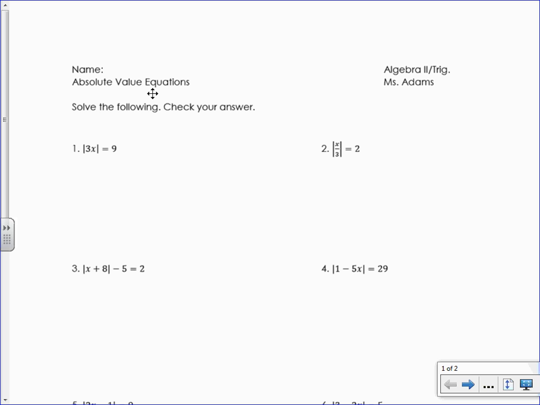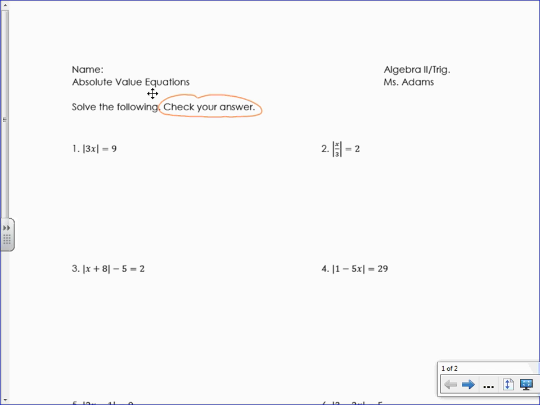And remember, we need to show all work. We need to show that we are breaking this into two cases, and we need to check your answer. If you do not include a check, I am taking points off. So if you need to do some work on extra paper.